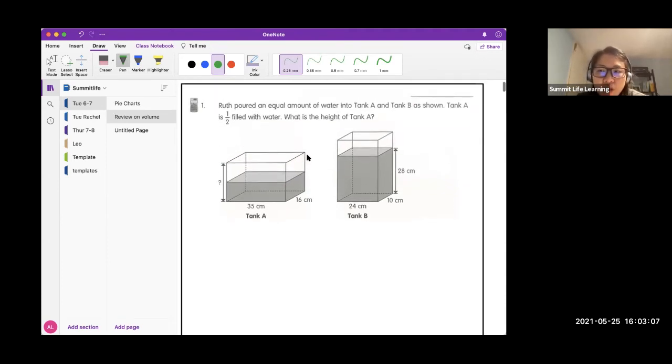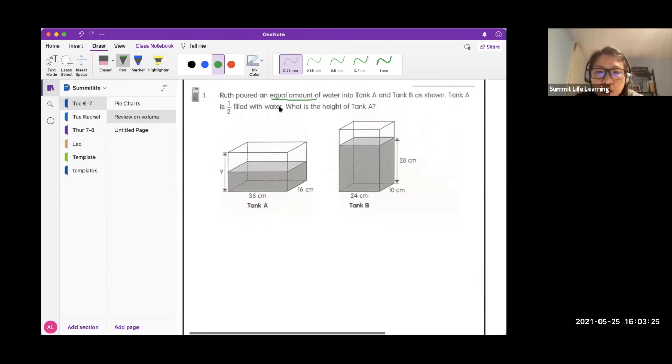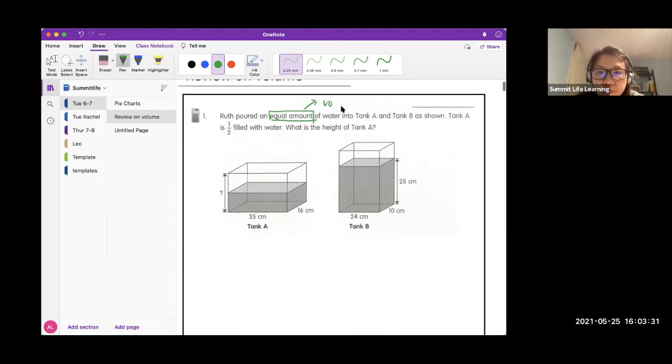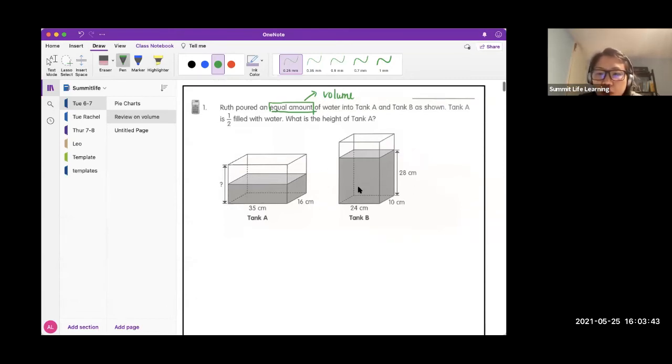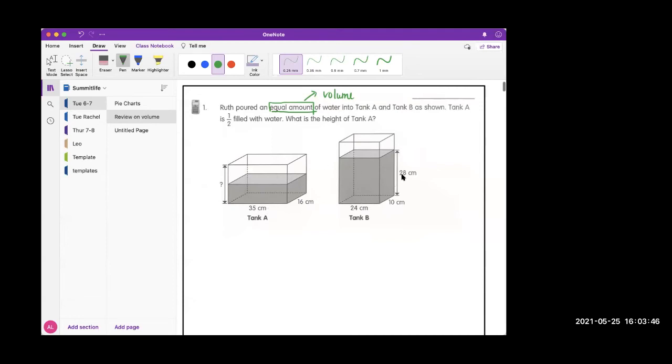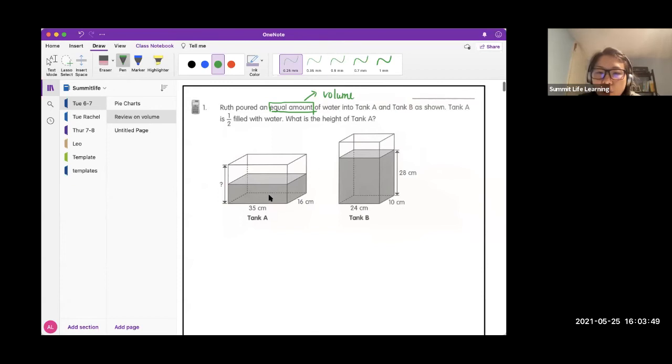Some of you I have taught individually, but maybe you will treat it as a review. Ruth poured an equal amount of water into tank A and tank B as shown. Tank A is half filled with water. What is the height of tank A? The major part here is equal amounts of water. This amount refers to the volume. The volume of the water is the same for both of them. So if the volumes are the same, try to look at each of the tanks and find out which one can give you the volume of the water.